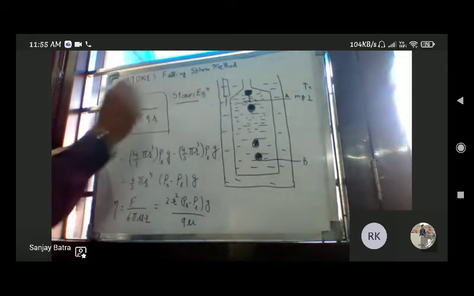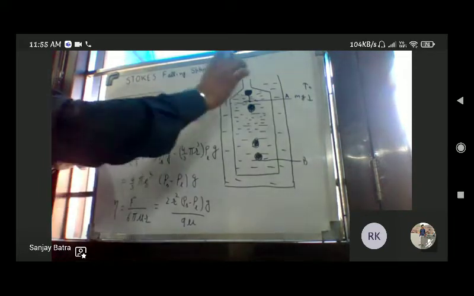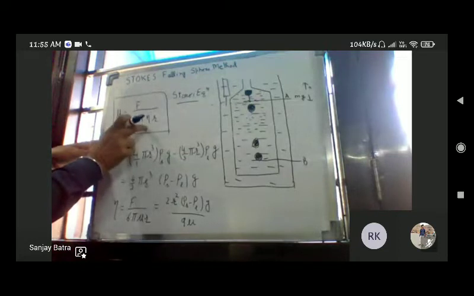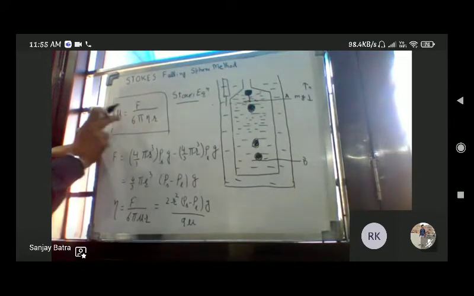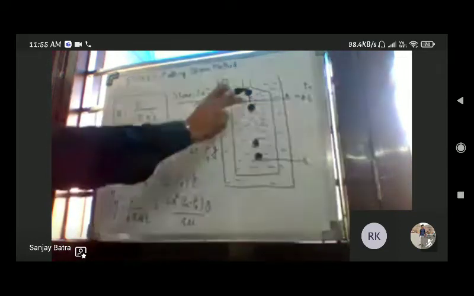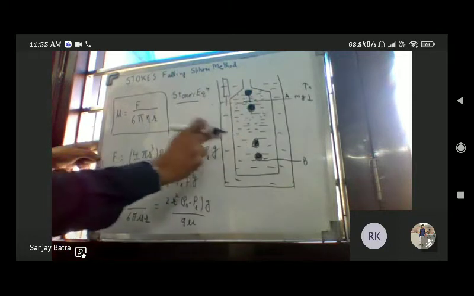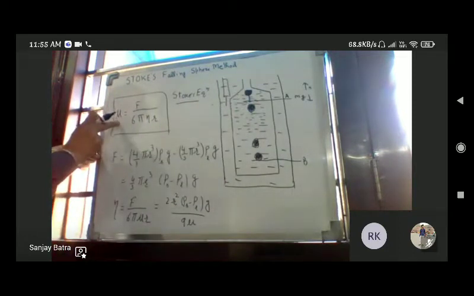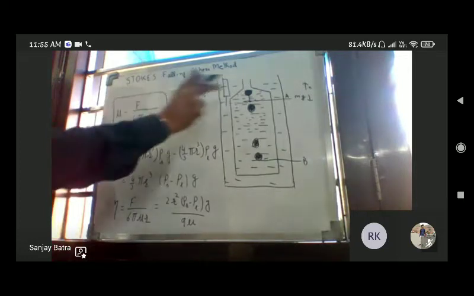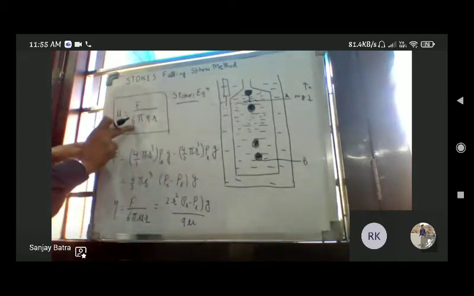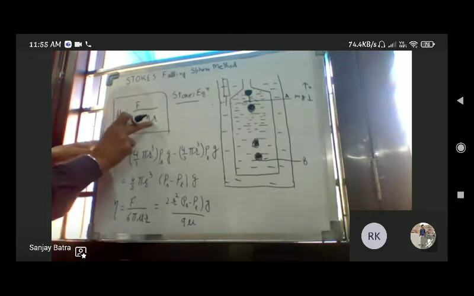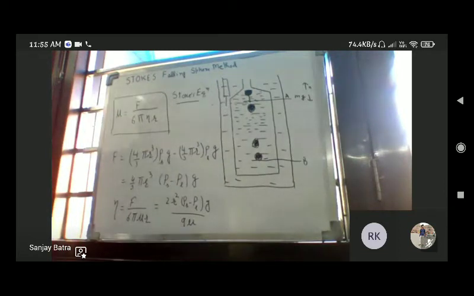Stokes equation. Stokes studied this particular phenomenon and came out with this relationship, where the constant velocity with which the sphere is moving into the liquid is equal to the net force, which is the downward force, or you can say the force acting on the ball, divided by 6 pi eta r. Samajh mein aa raha hai kya itna?